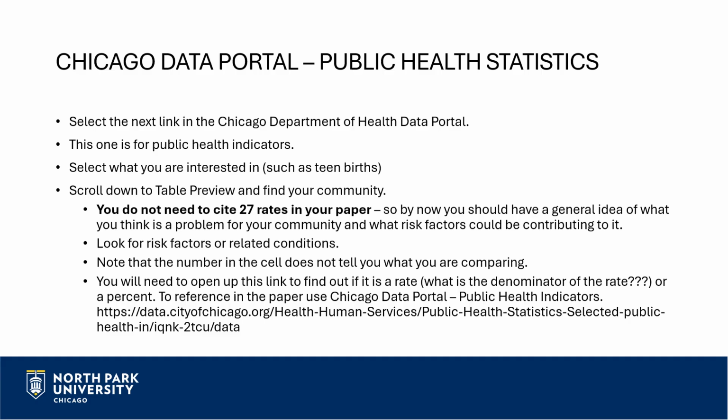Note that the number in the cell doesn't tell you what you're comparing. You're going to need to open up this link and find out what the rate is, or the percent. And again, oh, this one I did fix. To reference the paper, this is a way that you reference it. But I mean, you can go on ChatGPT and say, make this reference 7th edition APA, and they'll do it for you, which is nice.